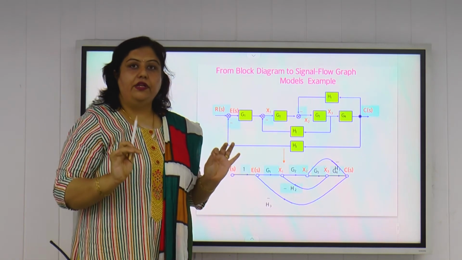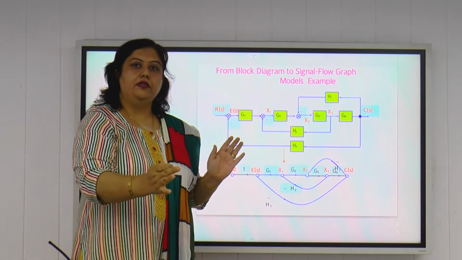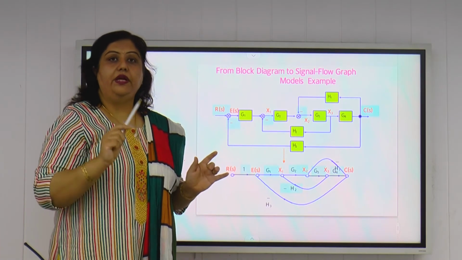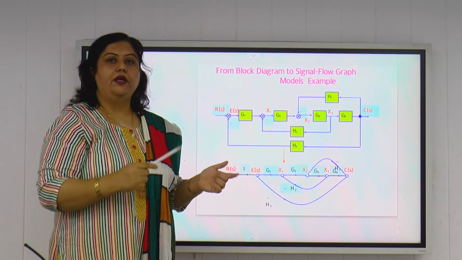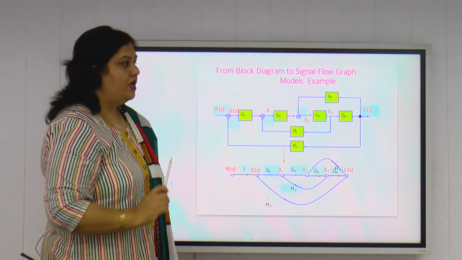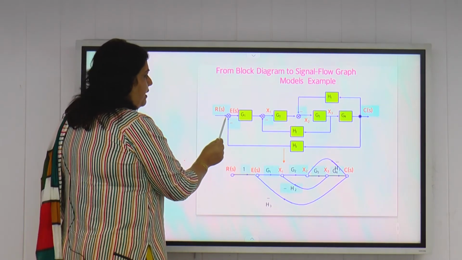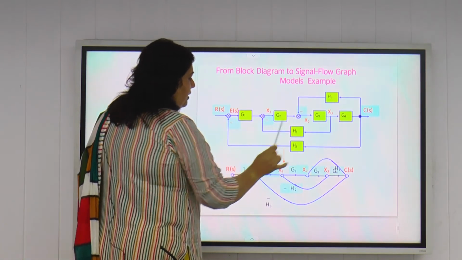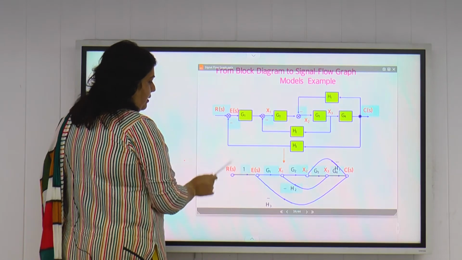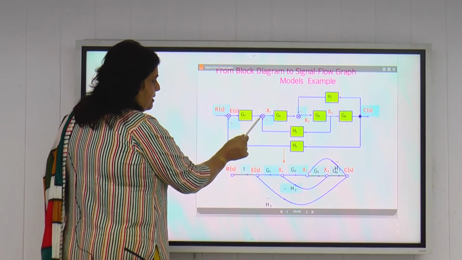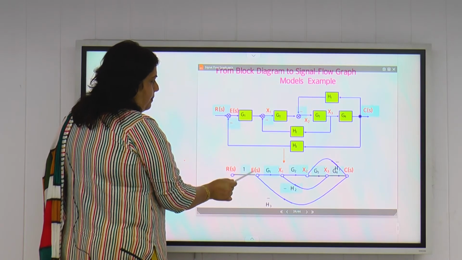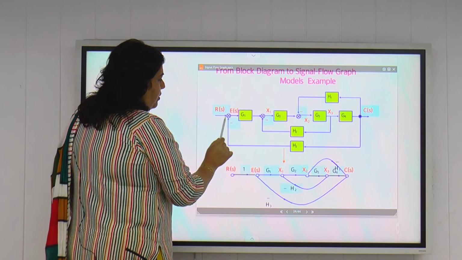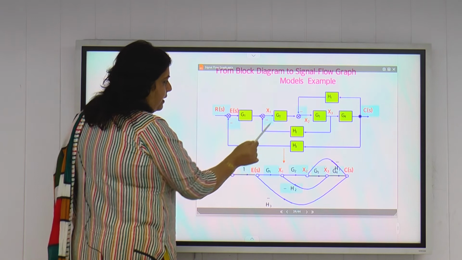I am repeating, if the takeoff point just comes after the summing point, then they will be considered as a single node. But if the takeoff point just comes before a summing point, they will be considered as separate nodes. So the first rule is that we will represent each comparator or each takeoff point with a node. So this is the first node represented by R(s). This is the second node represented by E(s). This is the second node.